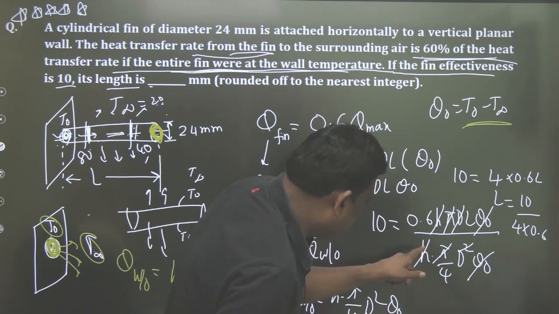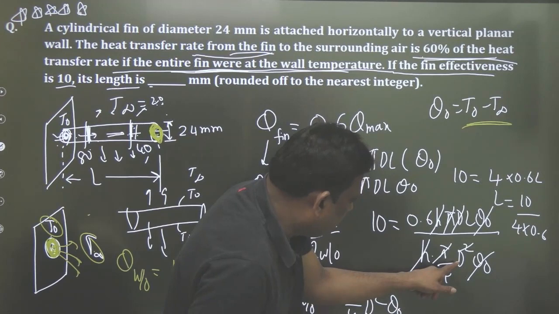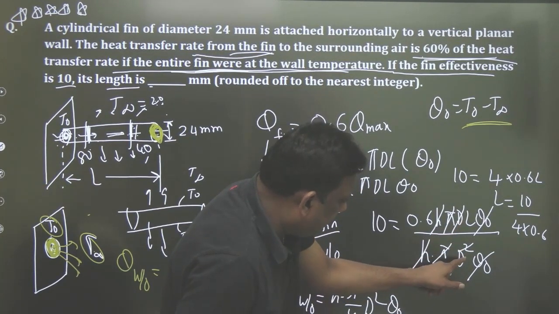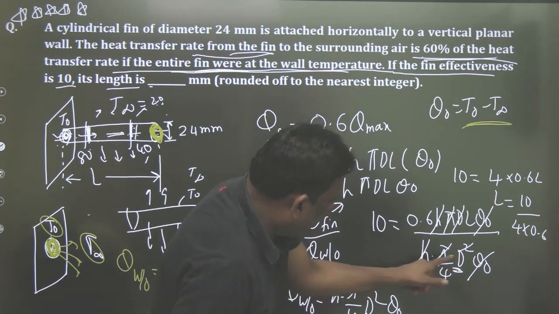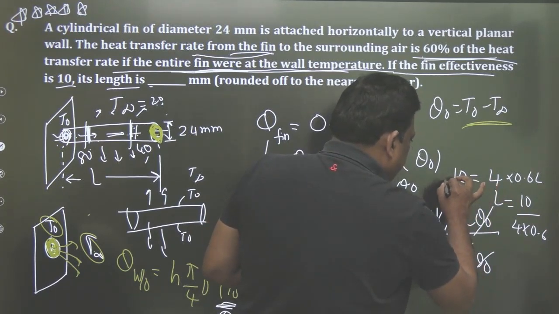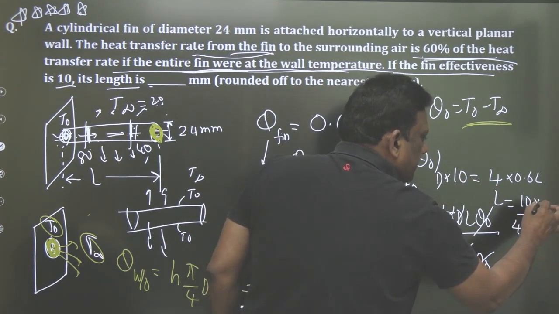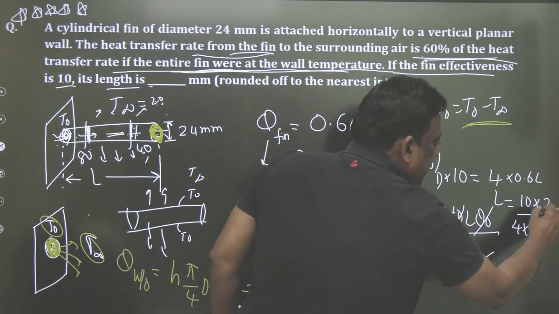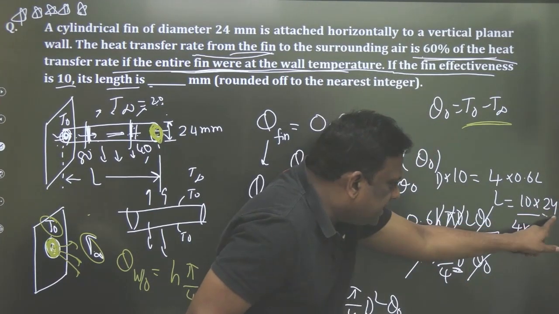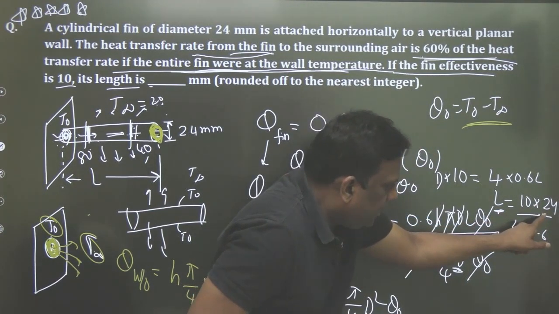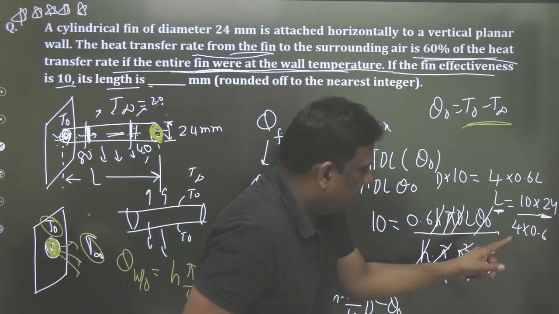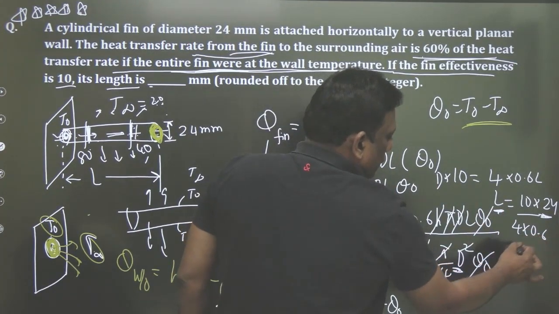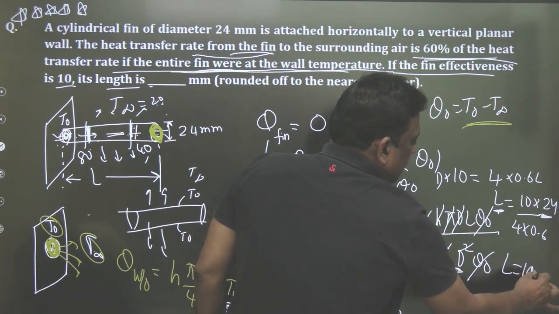Something is missing here. One d came, so one d is left here. So it is 10 into d. So what is d given? If 10 into d, d is 24. If d is in mm, L will also be in mm. So how much is coming, sir? 2.4. So I will get L as 100 mm.